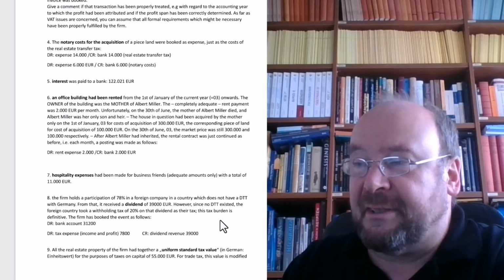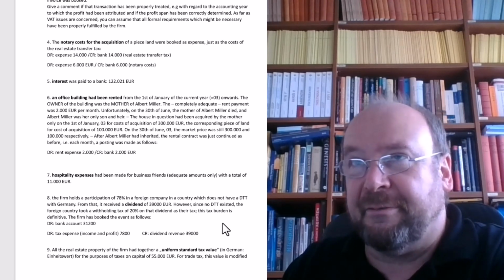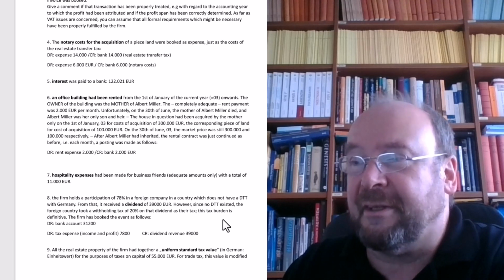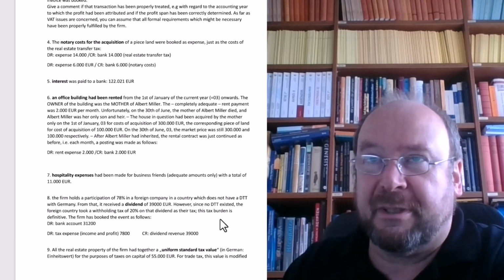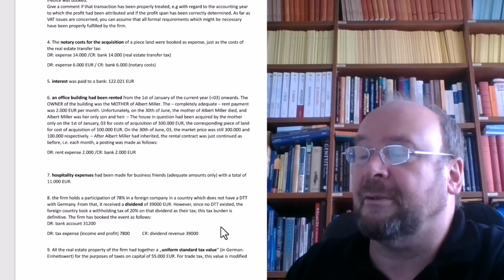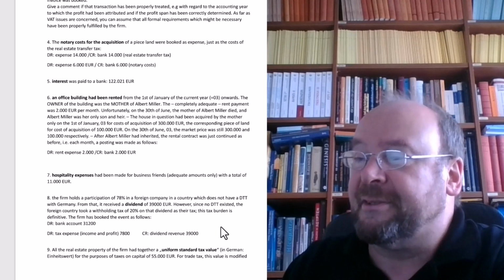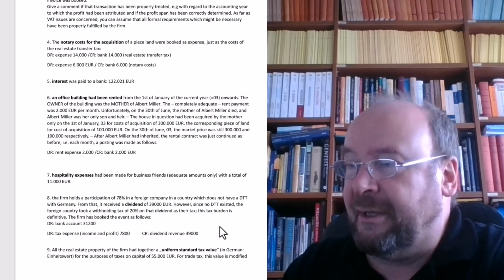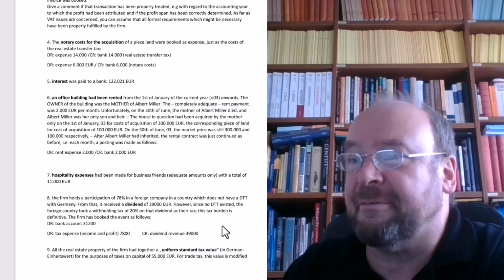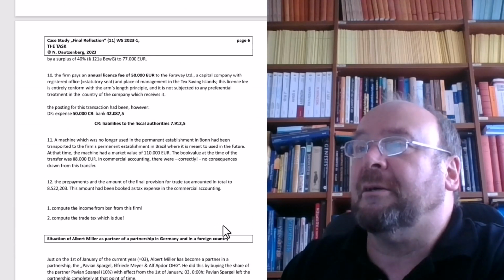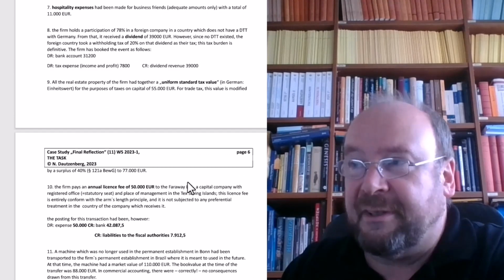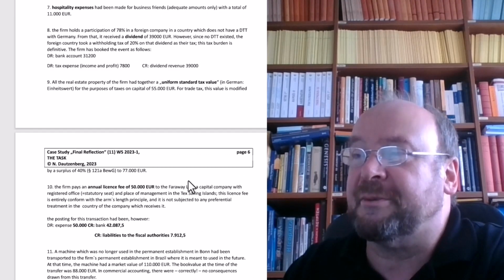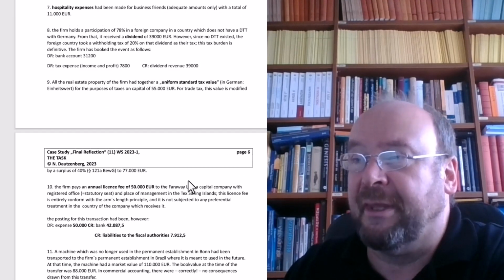This Uniform Standard Tax Value, by the way, is a very, very old-fashioned, outdated thing. That is why it's going to be completely abolished in 2025, but at the moment it still exists and it has some impact on the one or other tax. So for trade tax, by the way, this value has to be modified by a surplus of 40% under a special rule in the valuation tax law, so to 77,000 euro.